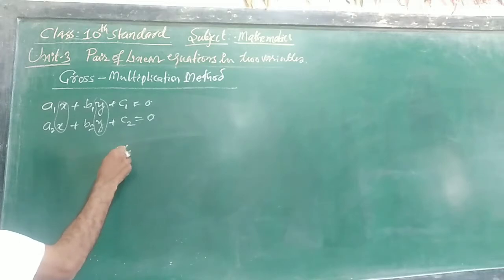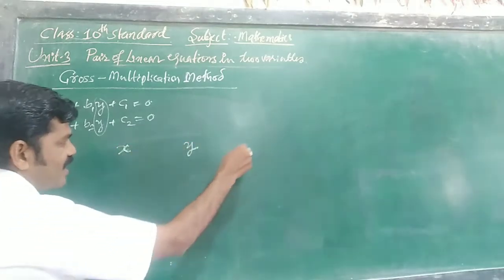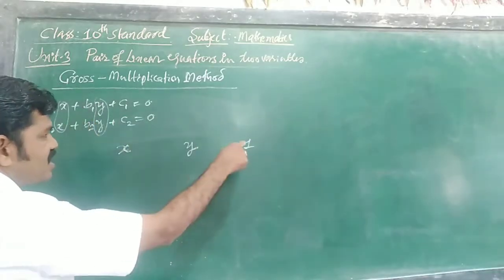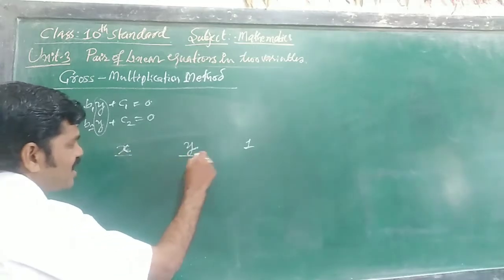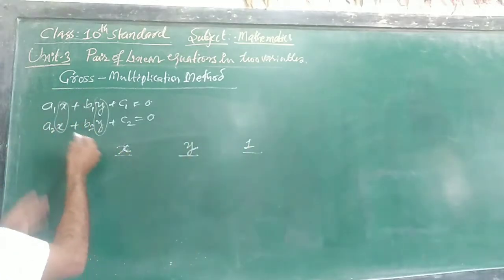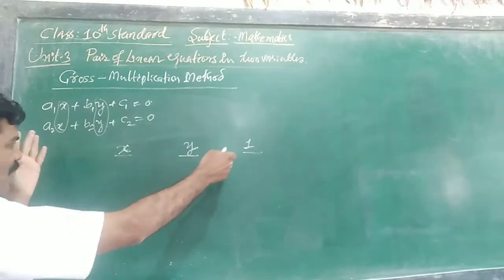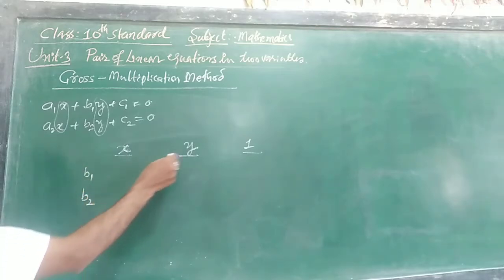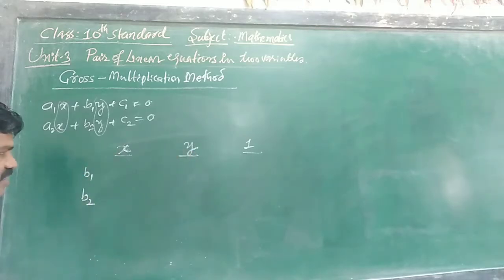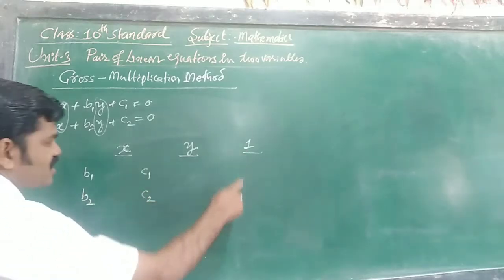First we have to find out the value of x, and then the value of y. Then the constants c1 and c2. This is the x coefficient and this is y. This is x and this is y and this is 1. The coefficients of x are a1 and a2. The coefficients of y are b1 and b2, and the constants c1 and c2. First I'll write b1 and b2. b1 and b2 are the y coefficients. c1 and c2 are constants.